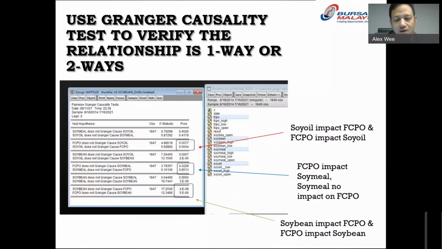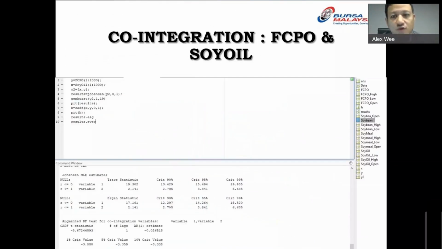But here, they are sometimes being led, and sometimes leading. So that is not so clear cut. It's proven that creating an intermarket quantitative model on FCPO using soy oil, soybean, and soy meal as inputs is not that straightforward. That's what it says.